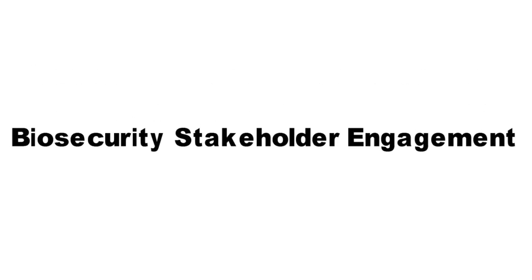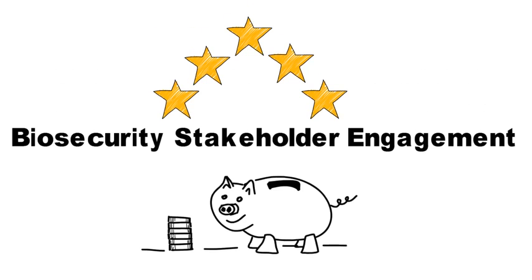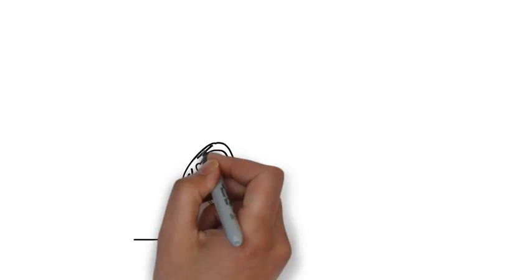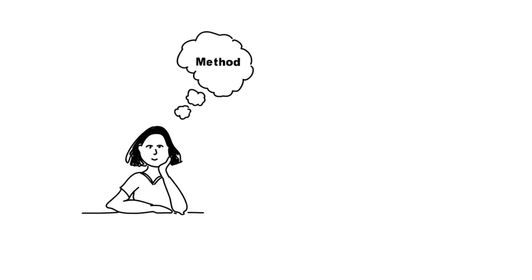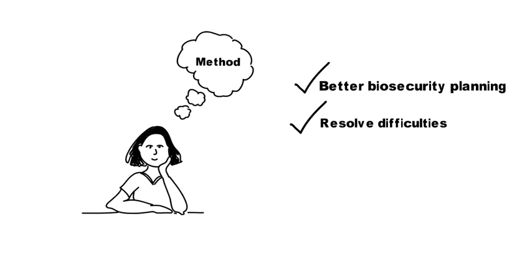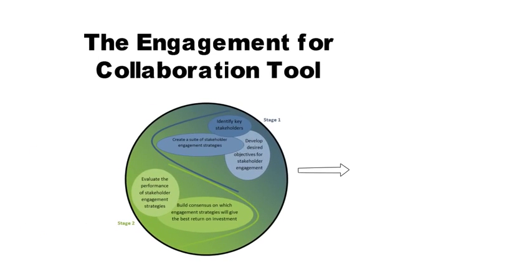So how can we do biosecurity stakeholder engagement better and more effectively? While often regarded as intuitive, there is in fact a specific method that we can use to ensure better biosecurity planning, resolve difficulties when they arise, and assess if and why efforts to engage stakeholders are effective. The Engagement for Collaboration tool breaks a complex task into 5 steps organised in 2 stages.